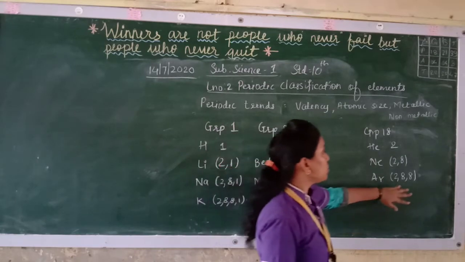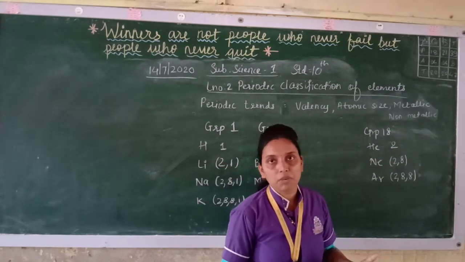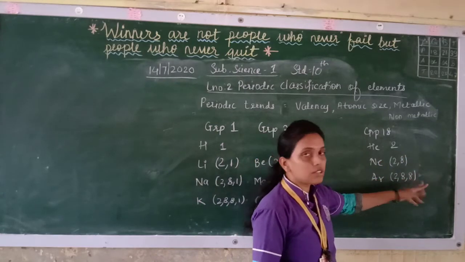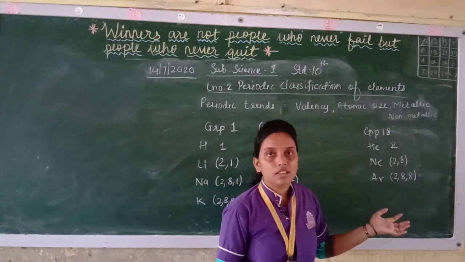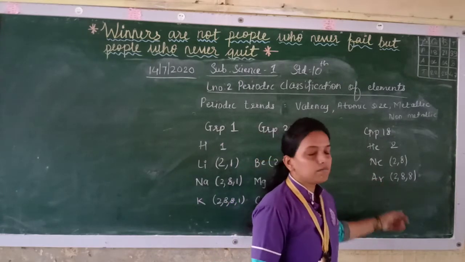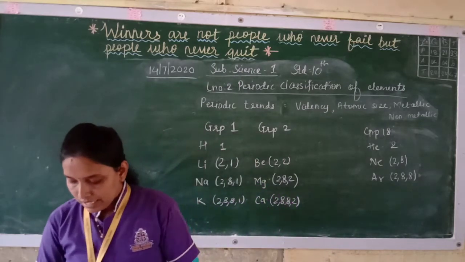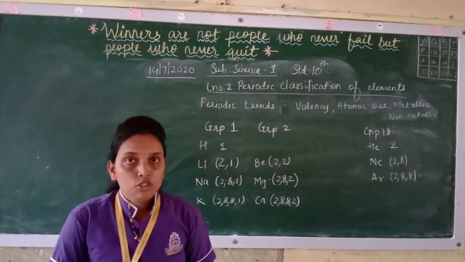If you see here, helium, where 8 is not there, but you know that the duplet state is stable, so the electronic configuration is complete. Here octet state, here octet state. Valency here is 0, but it will not react. They are also known as inert gas elements. Why? Because their octet is complete. Now if you see, valency is the number of valence electrons in the outermost shell.